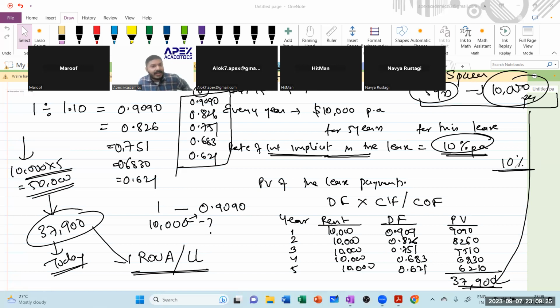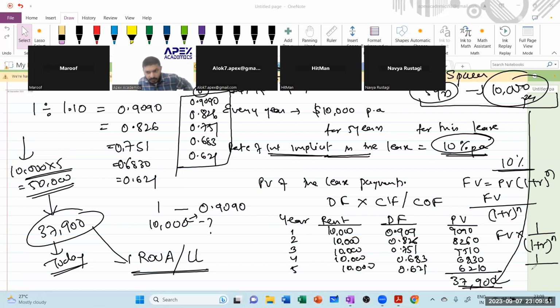10% is the discounting factor. The formula is that future value is equal to present value into bracket 1 plus r raised to n. This is the formula for compounding interest. Present value will be future value divided by 1 plus r raised to n. This can also be written as future value multiplied by 1 upon 1 plus r raised to n. Your rate of interest is 10%, so it is 1 upon 1 plus 0.10 raised to whatever period. So 1 divided by 1.10 comes from here.